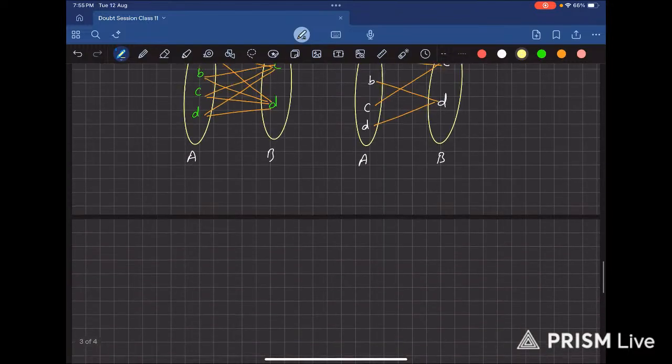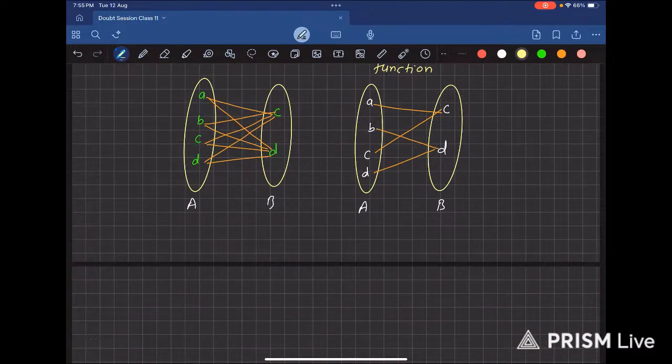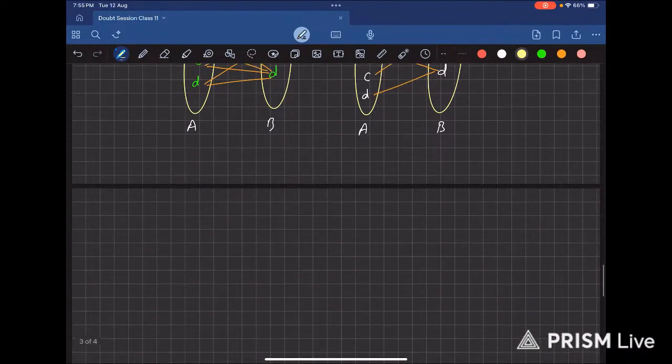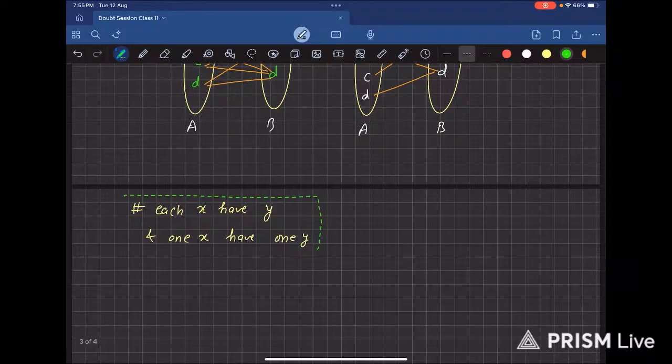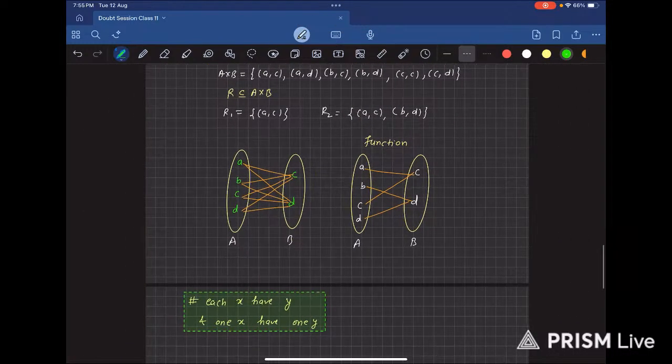So here each x has a y and one x has one y. That is the statement you have to remember. Each x has a y and one x has one y. This is the important part to distinguish the function. Understanding? Function and relation is clear. What is relation and what is function?